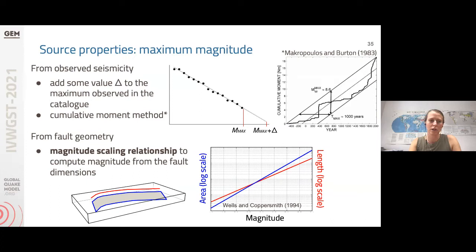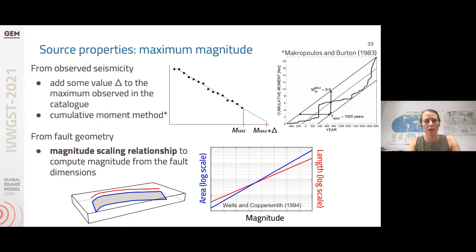The second method is the cumulative moment method, and this approach sums the total moment that has been released during the recording period and then determines the size of the earthquake that would occur if all of those earthquakes were released as only one earthquake.